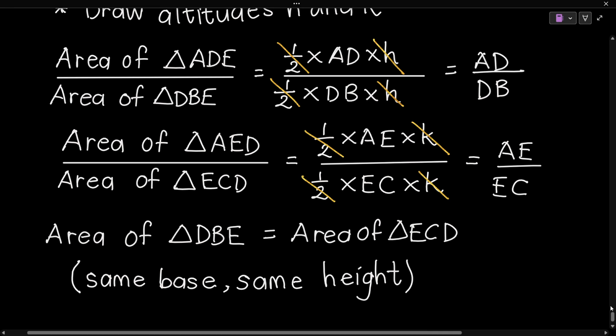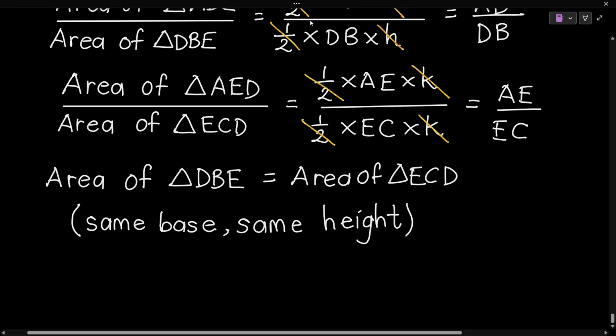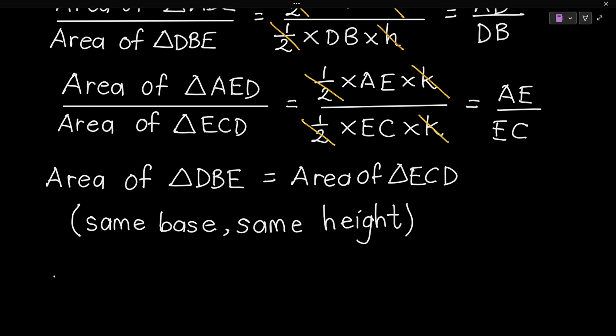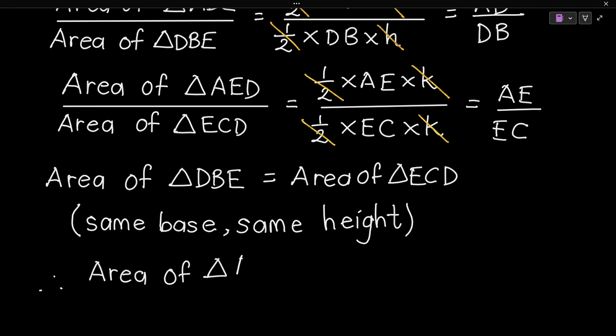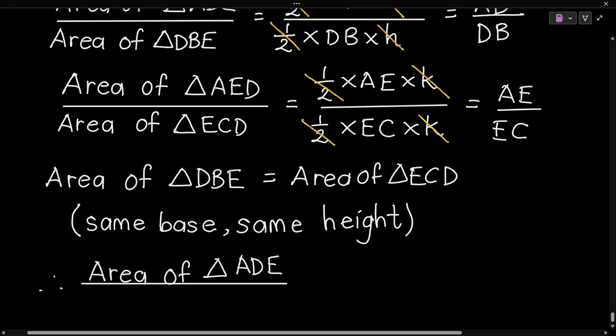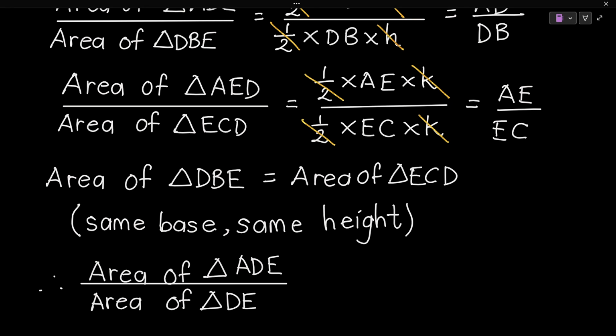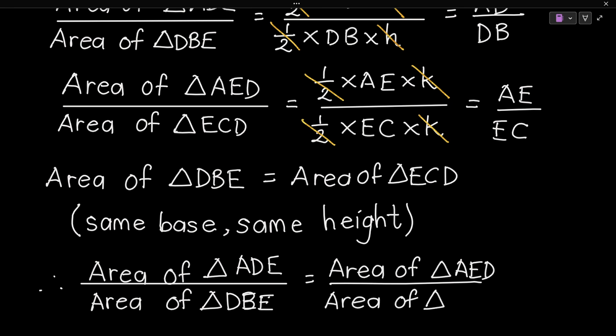So once we've mentioned that, and we've said, okay, these two fractions are now going to be equal, we can now take the two fractions and equate them to each other. So we're going to say, therefore, the area of triangle ADE over the area of triangle DEB, or actually we wrote it as DBE, is equal to the area of triangle AED over the area of triangle ECD. So now we've shown that these two fractions are equal.